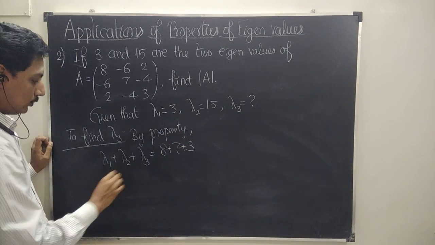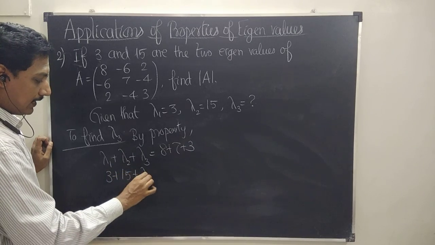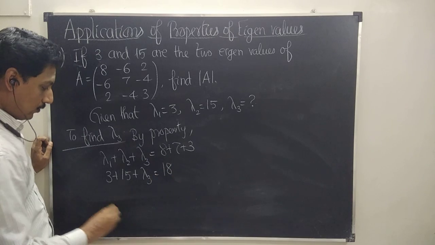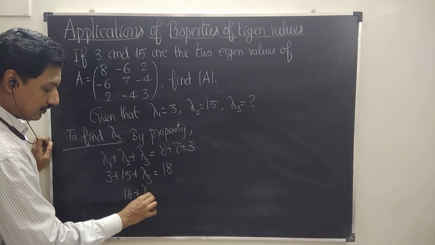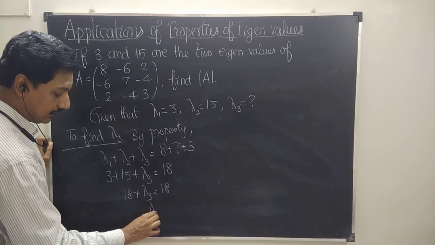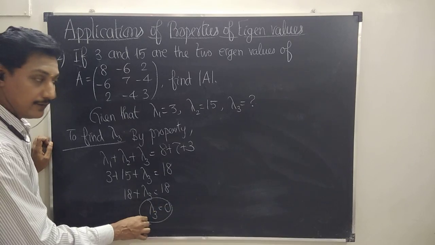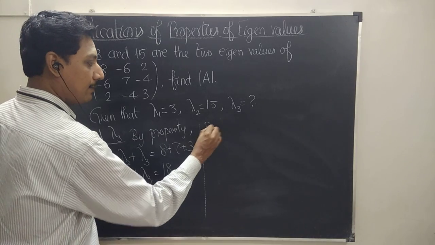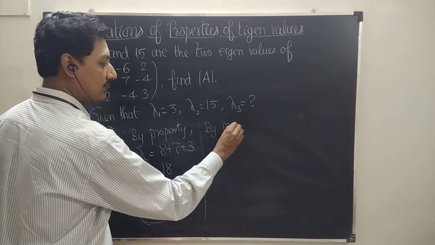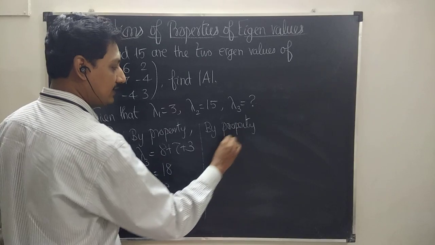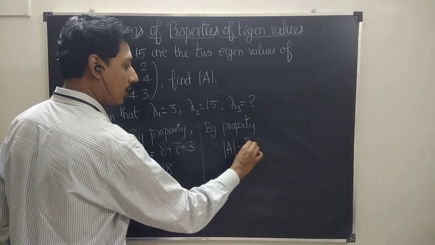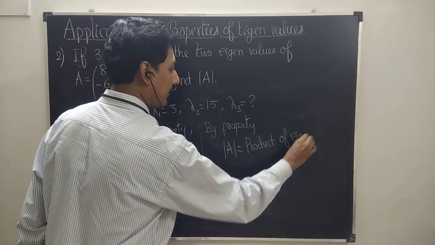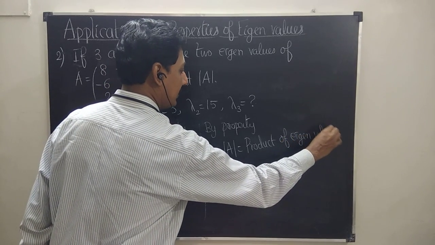Lambda 1 is 3, lambda 2 is 15, plus lambda 3 is equal to 8 plus 7 plus 3, that is 18. So 18 plus lambda 3 is equal to 18. So lambda 3 is equal to 0. Right? So once we got the third eigenvalue, now once again by property, what is the determinant of A? It is nothing but the product of the eigenvalues. By property, the product of the eigenvalues is equal to its determinant value.